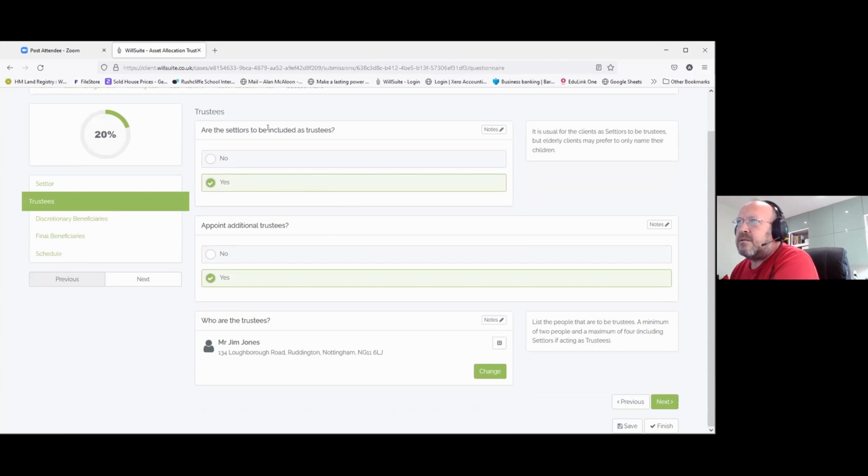Is the settlor to be a trustee? Obviously, a lot of times they just want to be. Is it a good idea? If they're elderly, not particularly, because if they lose capacity and they are a trustee, it can be a lot of work to remove them. But generally, people want the comfort of knowing that they're still able to have a say. So if you click are the settlors to be included, yes, then that's automatically two people.